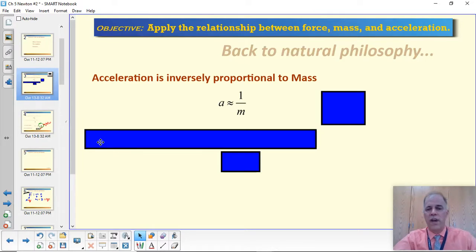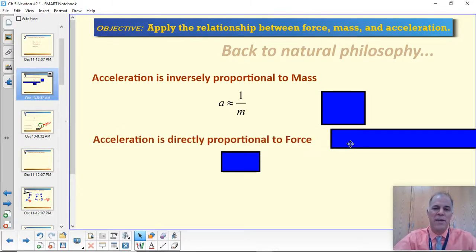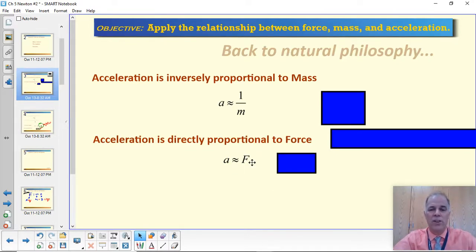Now, you also discovered that if you push harder, the thing accelerates more. So that means that acceleration is directly proportional to force, meaning that a large force makes a big acceleration, and a small force makes a small acceleration. So when one gets bigger, the other one gets bigger too. Whereas when you're talking about mass, when mass gets bigger, acceleration gets smaller.